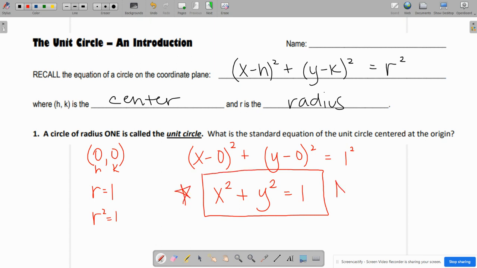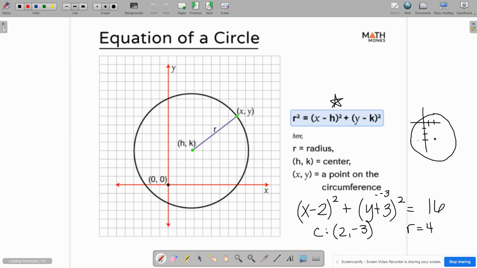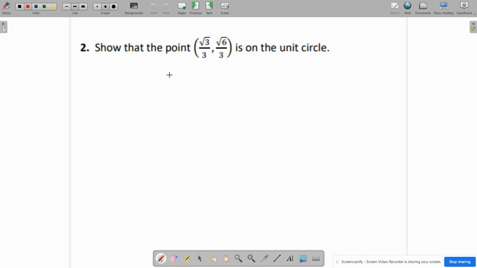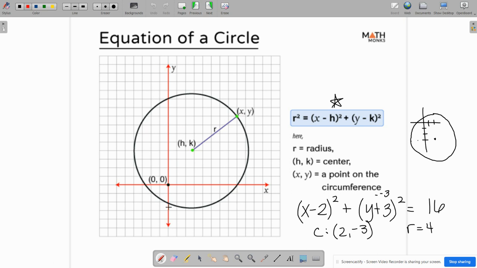This is going to be something we use a lot this semester, so it's going to be important that you remember that. So let's talk about the types of questions I could ask you regarding the unit circle. The first question says, show that the point (radical 3 over 3, radical 6 over 3) is on the unit circle. So we basically want to prove that this point that has the coordinates (x, y) is somewhere on the unit circle. So it's somewhere along the circle, which was centered at (0, 0) and has a radius of 1. So the unit circle is actually, whoops, if I could draw a little bit better, this circle here, right?